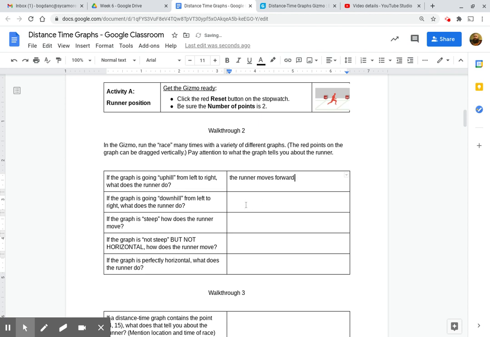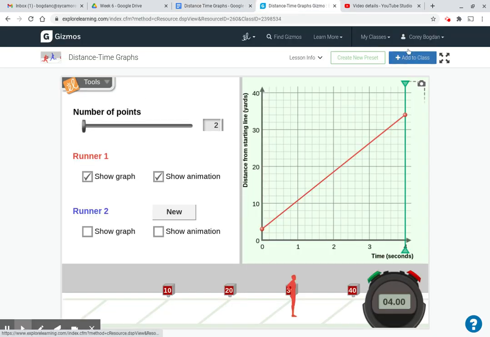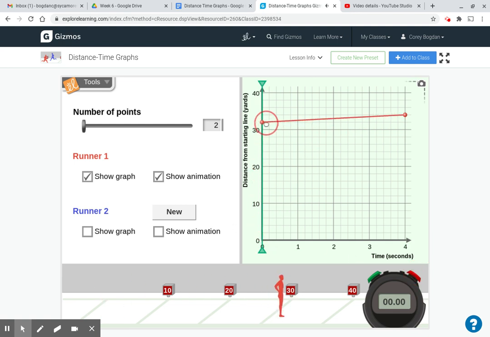Okay. If the graph is going downhill from left to right, what does the runner do? Well, let's click reset. Now I need to move my red dots so to have a downhill line. Now notice which way the runner is facing. I'm going to move this back up here. The runner is now facing what we're going to call backwards or head towards the starting line. Now the runner is facing forward. So I can actually change which way the runner is moving.